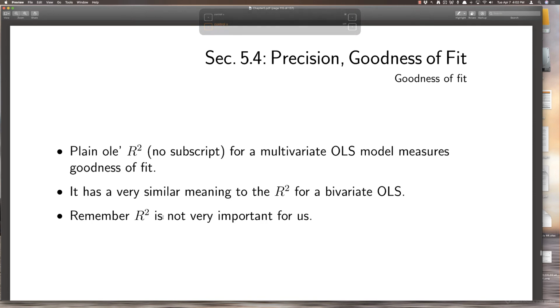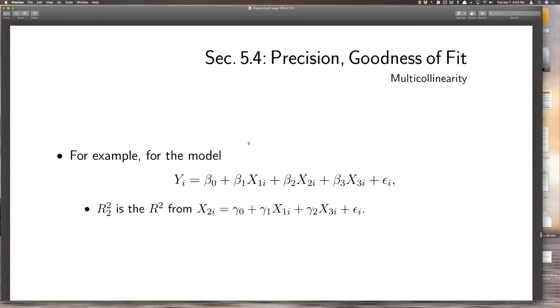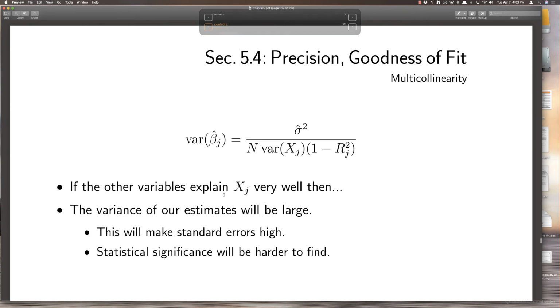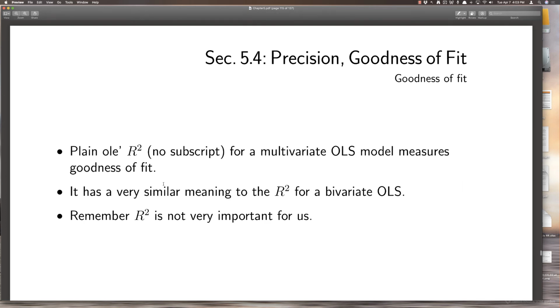But this is not the same thing as plain old r squared. Plain old r squared is still the r squared from the original regression, right? So that would be the r squared from this original model. R squared, no subscript, is the amount of variance in y that all of these x's explain. It's the same as it was for the bivariate regression. And we care about it just as much as we did before. We don't care about it.